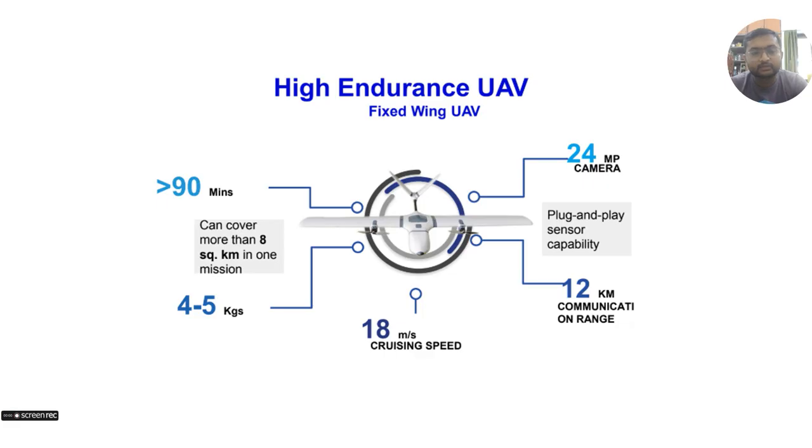It can cover more than 8 square kilometers in just one mission. It can have a payload capacity of 4 to 5 kgs. Then it can have a cruising speed of 18 meters per second. Then a 24-megapixel camera is there with plug and play sensor capability, and then we have a 12-kilometer communication range. So now considering this, I will give you a few minutes, just look into it once again.